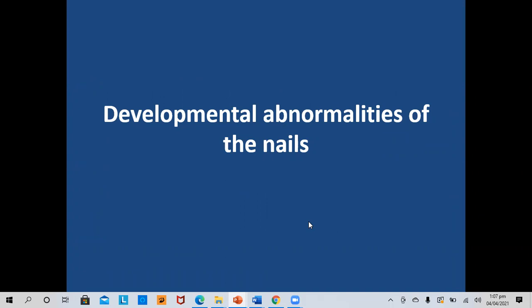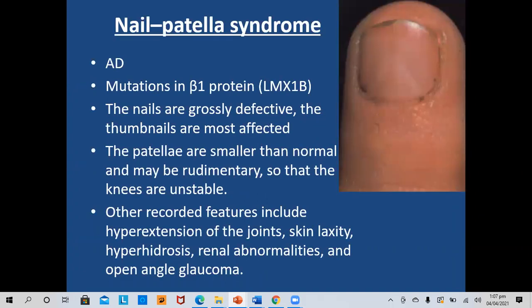Then developmental abnormalities of the nail. Nail-patella syndrome is an autosomal dominant disorder with a mutation in the LMX1B protein. Nails are grossly defective and thumbnails are most affected. In addition, patellas are smaller than normal and sometimes rudimentary, so the knees are unstable. Other recorded features include hyperextension of the joints, skin laxity, hyperhidrosis, renal abnormalities, and open angle glaucoma.